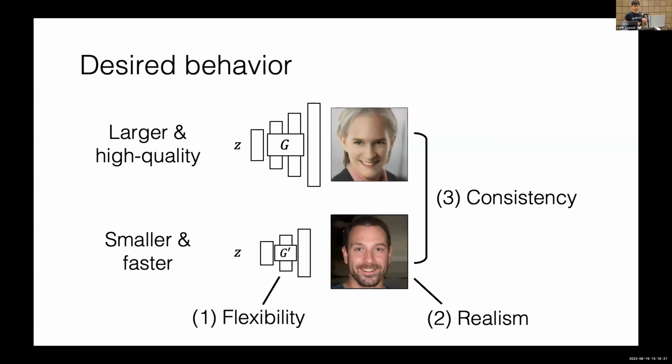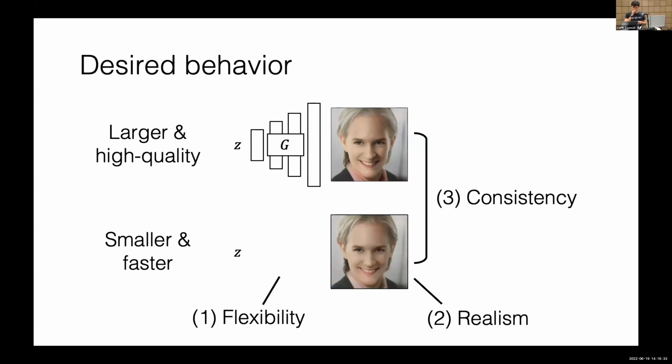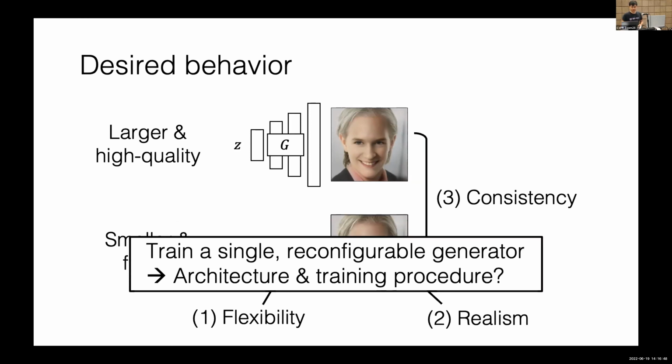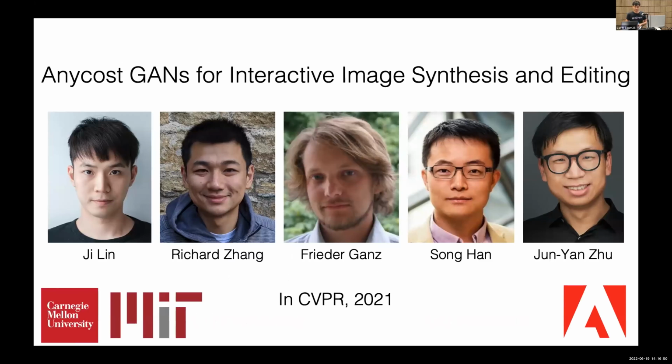For the first, to enable flexibility, our proposal is to train a single generator that's reconfigurable at test time, depending on how much compute budget you'd like to use. And from here, we'd like to really discuss the training procedure and the architecture for such a generator. We discussed this in this work that we published in CVPR of last year. The first author, Ji, was an intern with us and was really great.